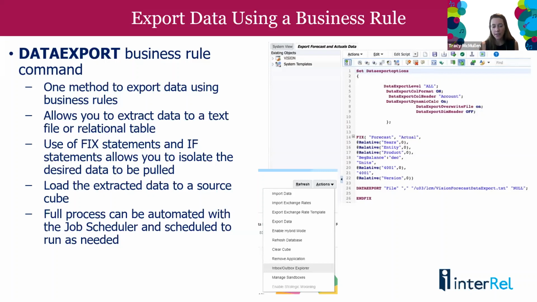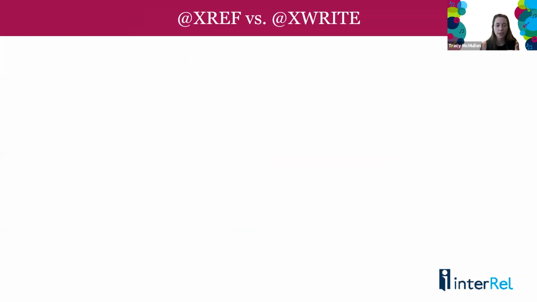Notice there's a syntax right here that you want to use, /u03/LCM. That's going to put the export file in the inbox outbox folder, which you can then use to automate the download. So that's another tool you can use to export data out of your EPM cloud applications.